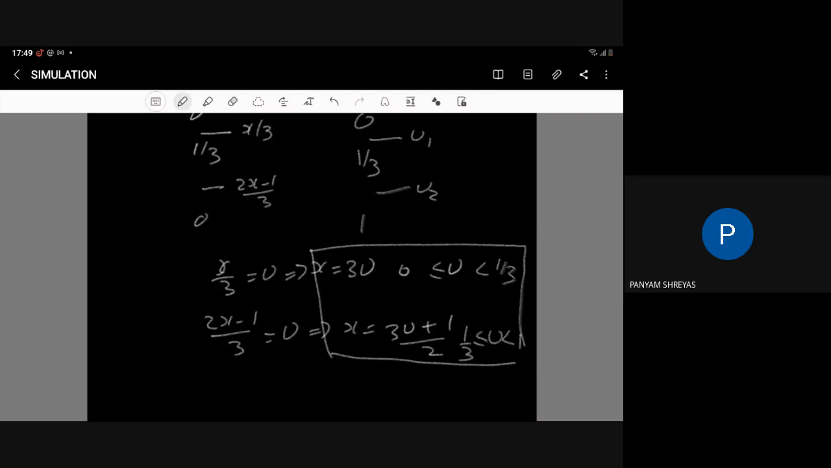So that's all from my side for today. In the next class we will study more distributions. The important thing is that you have to compute the proper CDF and you have to equate it with the random number.